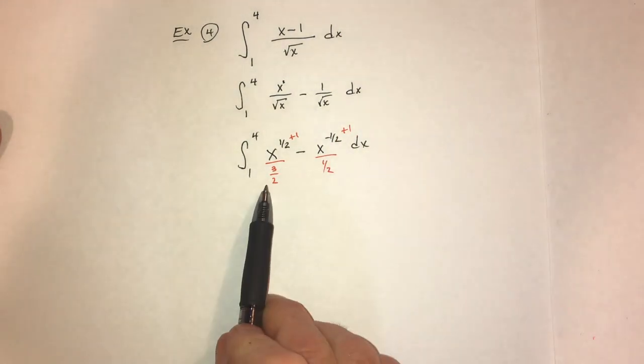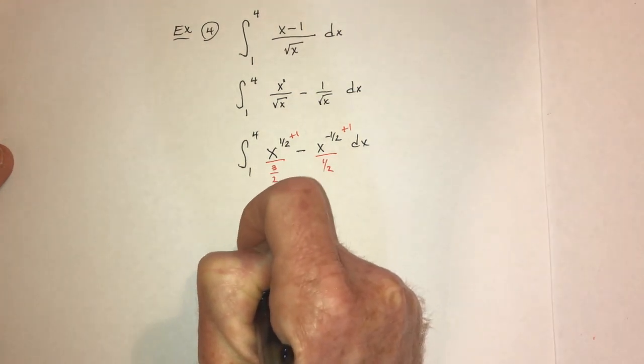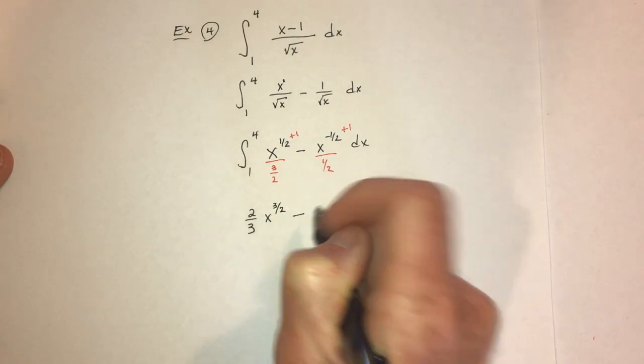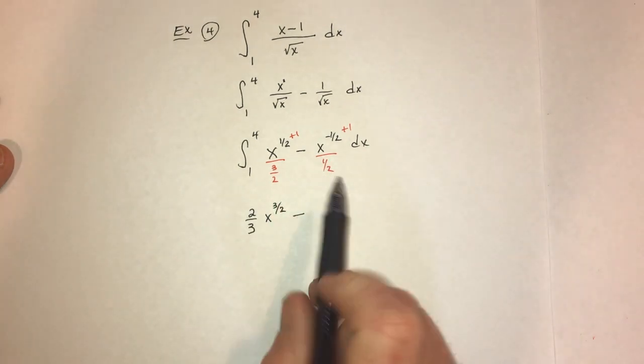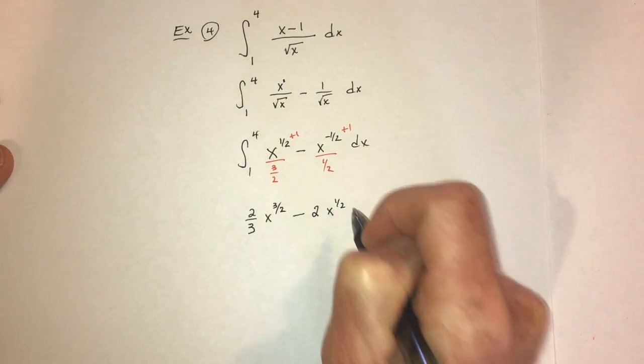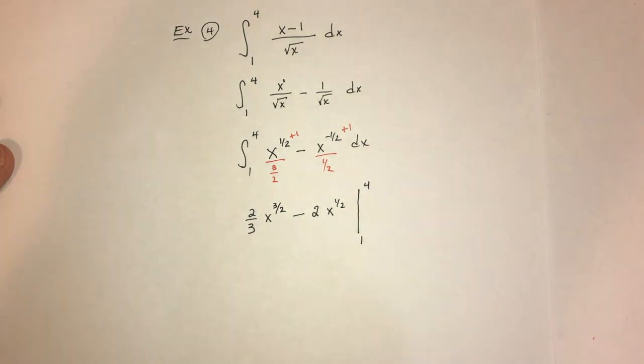And of course, when you divide by a fraction, that means invert and multiply. So it'll be 2/3 x to the 3/2. With this one, invert and multiply, so multiply by 2, and then it's going to be x to the 1/2. And all of this gets evaluated from 1 to 4.